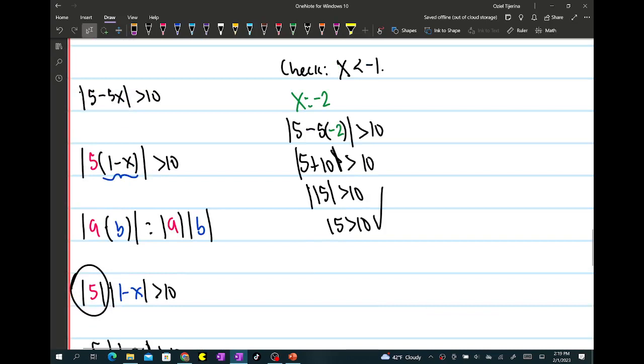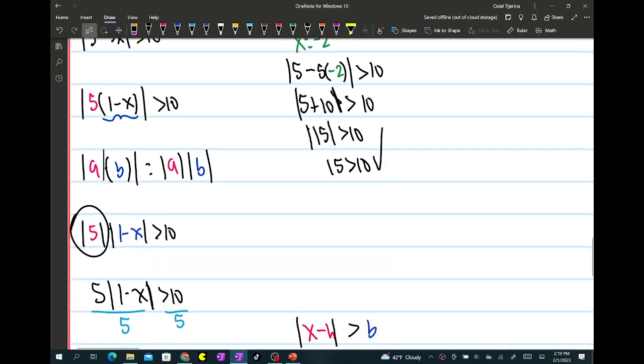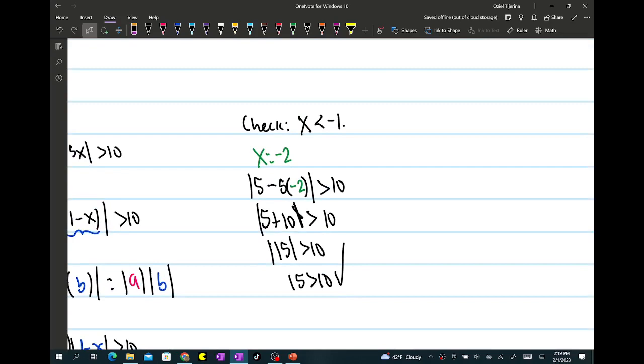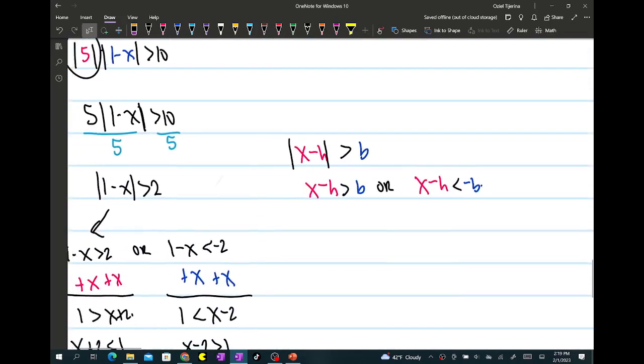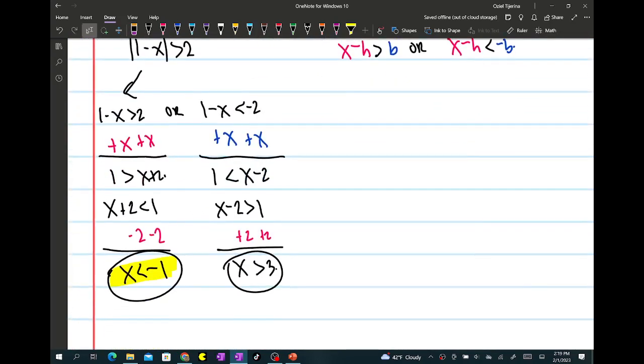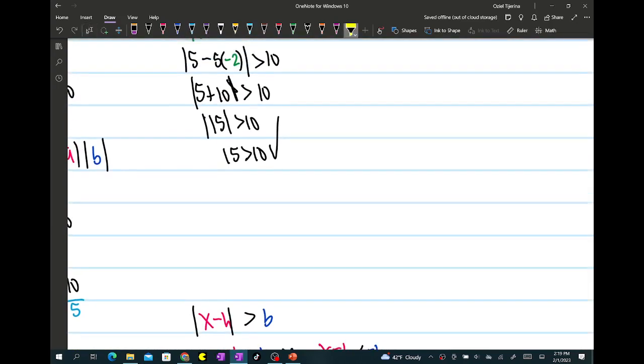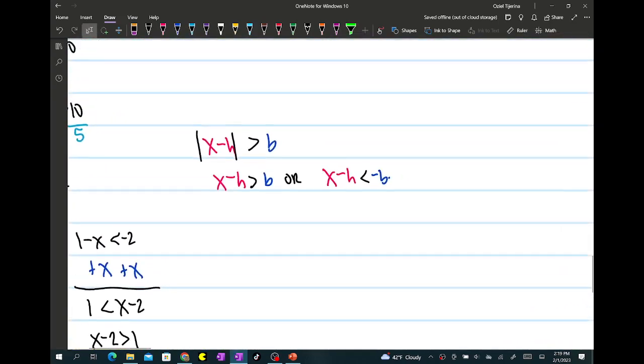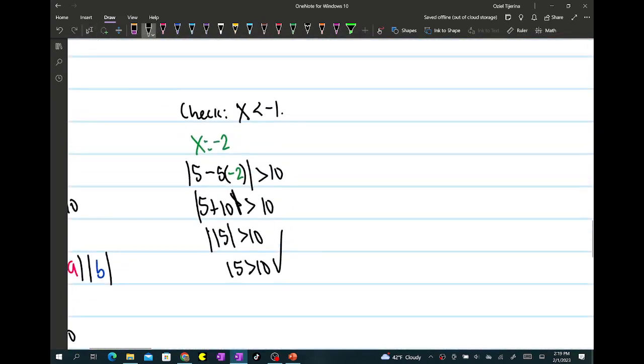So what I'm going to do next is go ahead and check, so we know that satisfies that one. And then I'm going to say, what about x is greater than 3? So when I do x is greater than 3, I'm going to pick a number that is greater than 3.